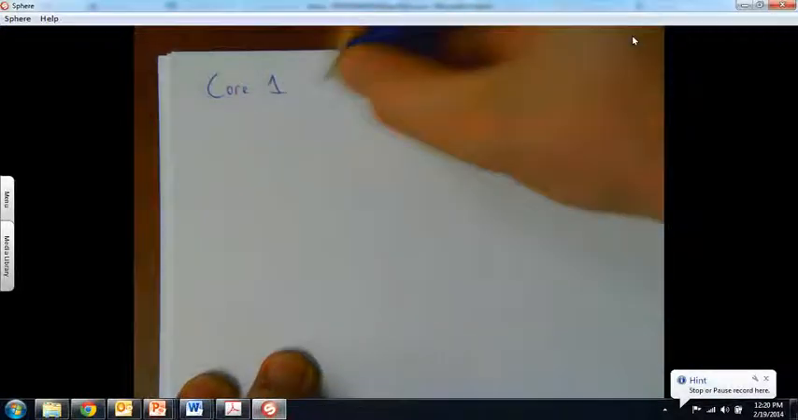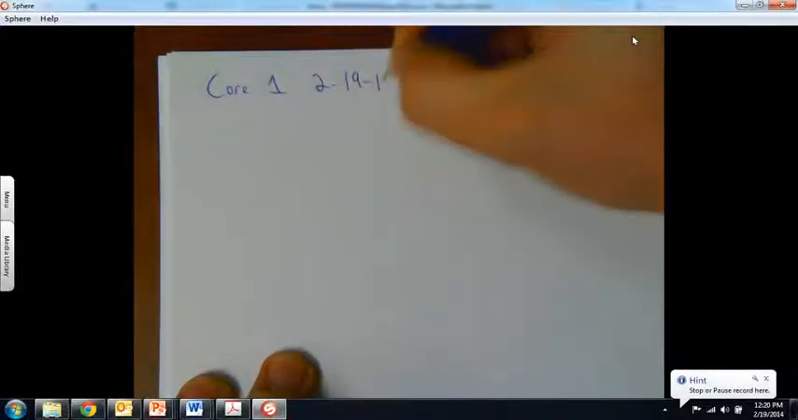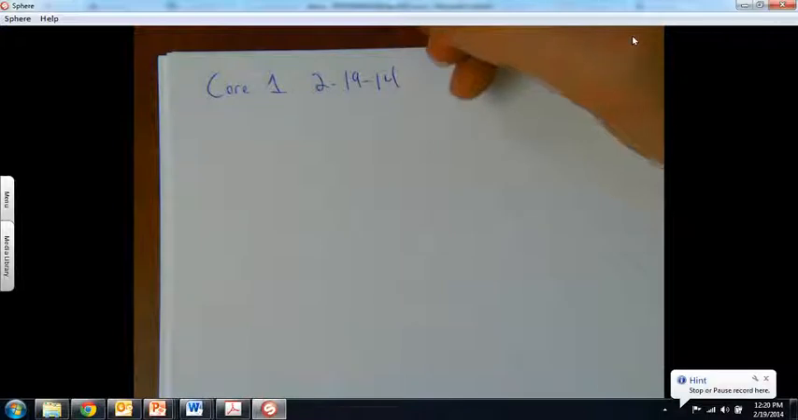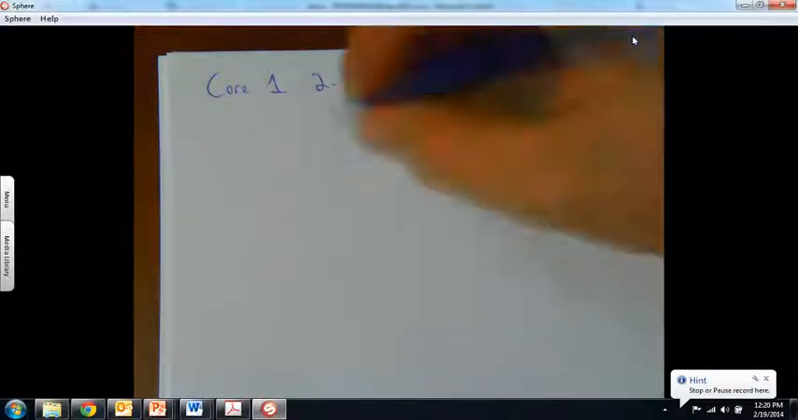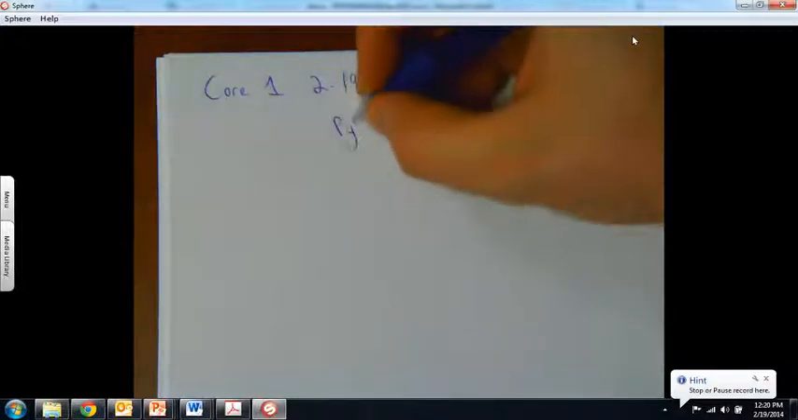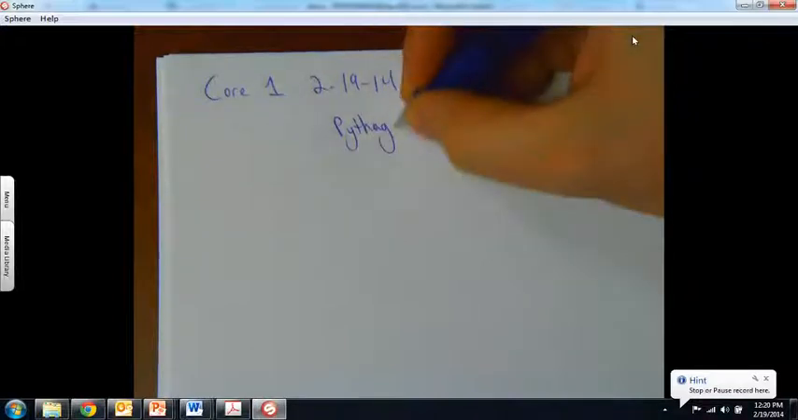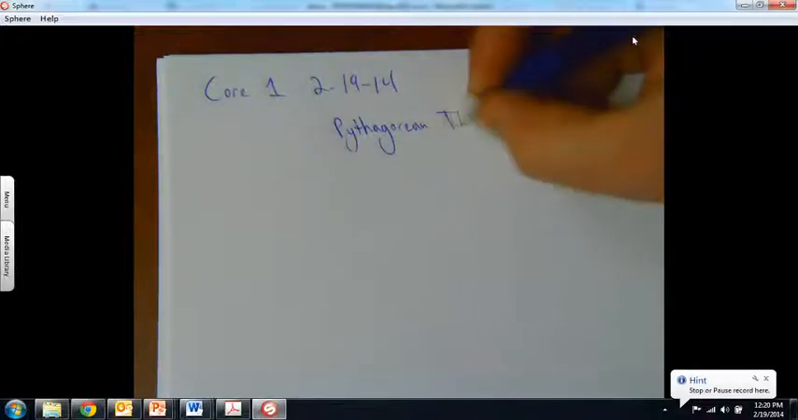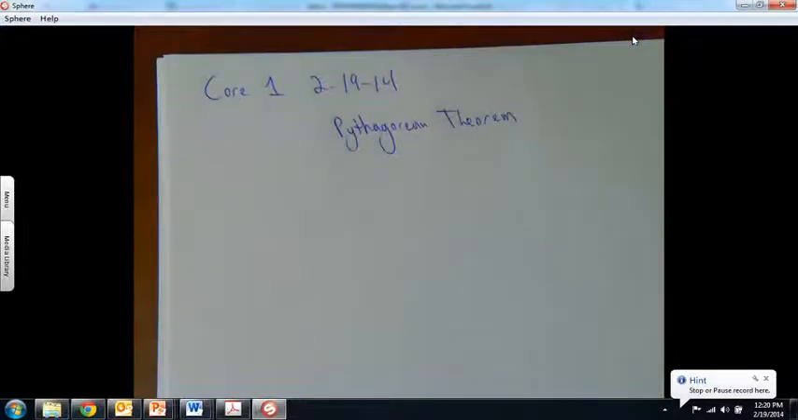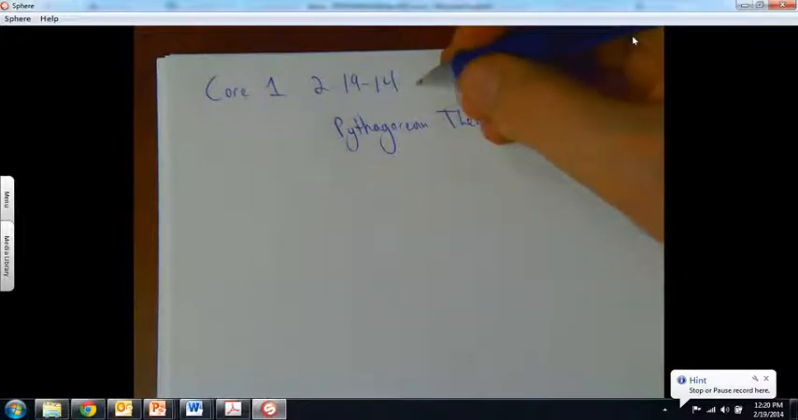All right, today in Core 1, we are taking a look at the Pythagorean Theorem, which is something you should have seen before. Now, before we take a look at it and apply it to triangles, I want us to look at the purpose of the Pythagorean Theorem. The Pythagorean Theorem is a proof.